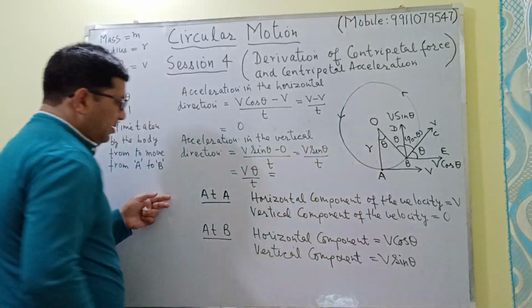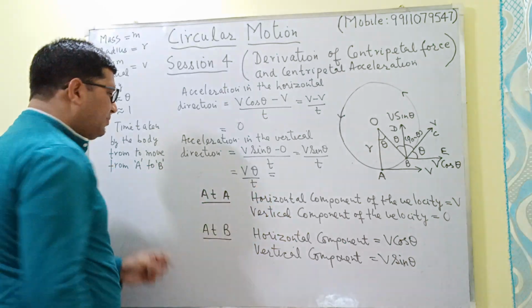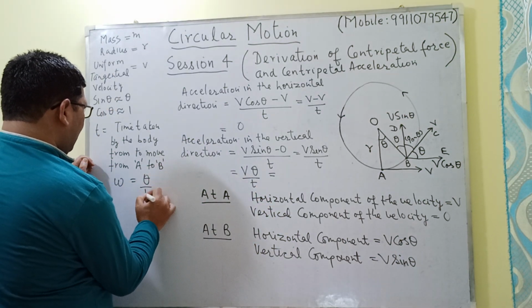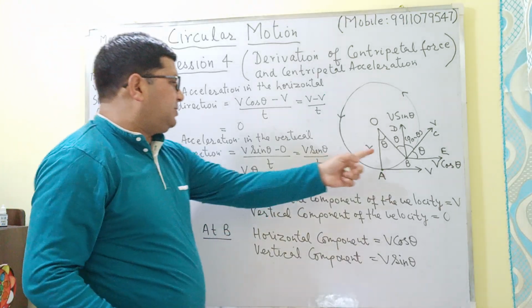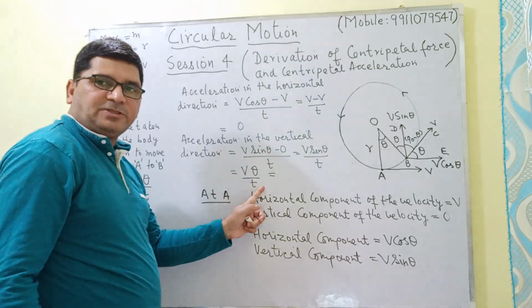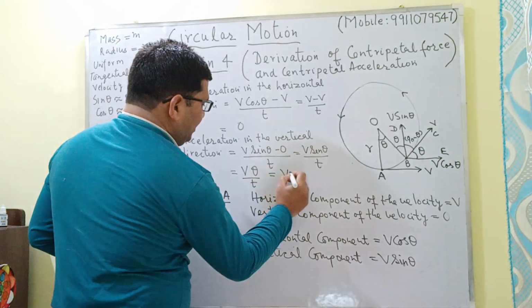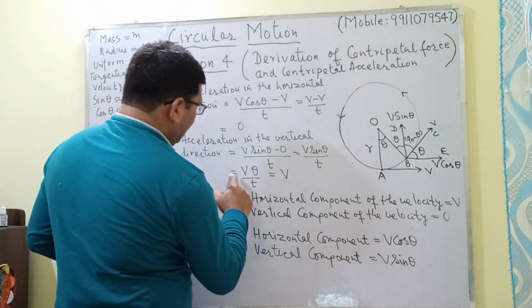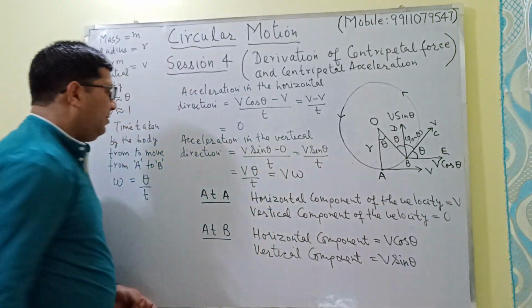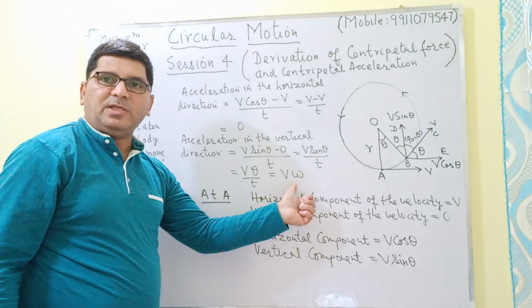And we know that omega, that is angular velocity, is equal to theta upon t, where theta is the angular displacement. So angular displacement divided by this time interval is equal to omega. So V theta upon t is equal to V omega. So the centripetal acceleration in the vertical direction becomes equal to V omega.